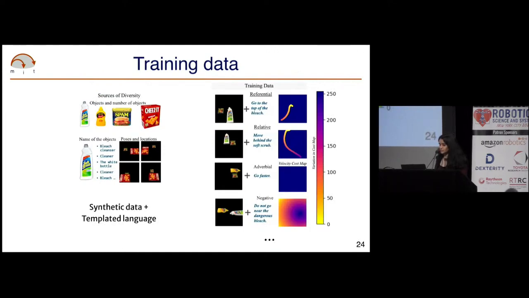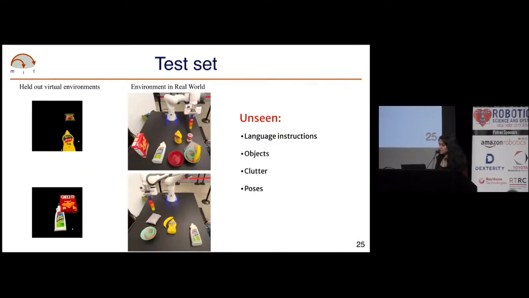To train the feedback cost estimation network, we procedurally generate diverse environments, and the natural language instructions are generated by templating sentences with different interesting linguistic variation, and we train a single model across all these different expression types. We test on held-out virtual environments and tabletop setting in the real world with unseen language instructions, objects, cluttered scenes, and object poses.